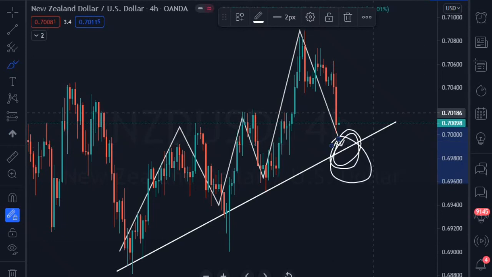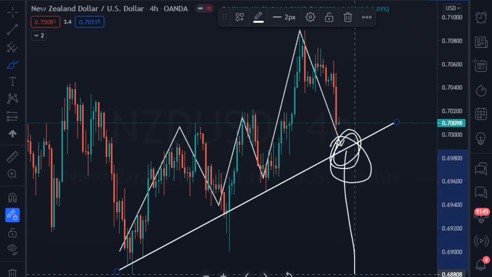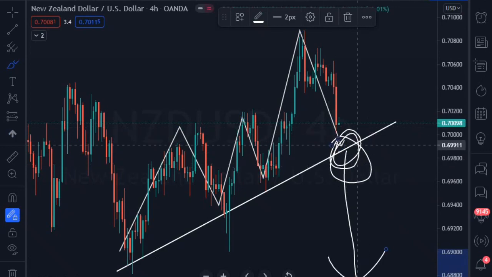If price does not respect this zone, then there will be a strong down move, a big bearish candle signaling that this is going to be a downtrend. But other than that, we are expecting a reaction at this particular zone here. We expect a continuation of the uptrend.